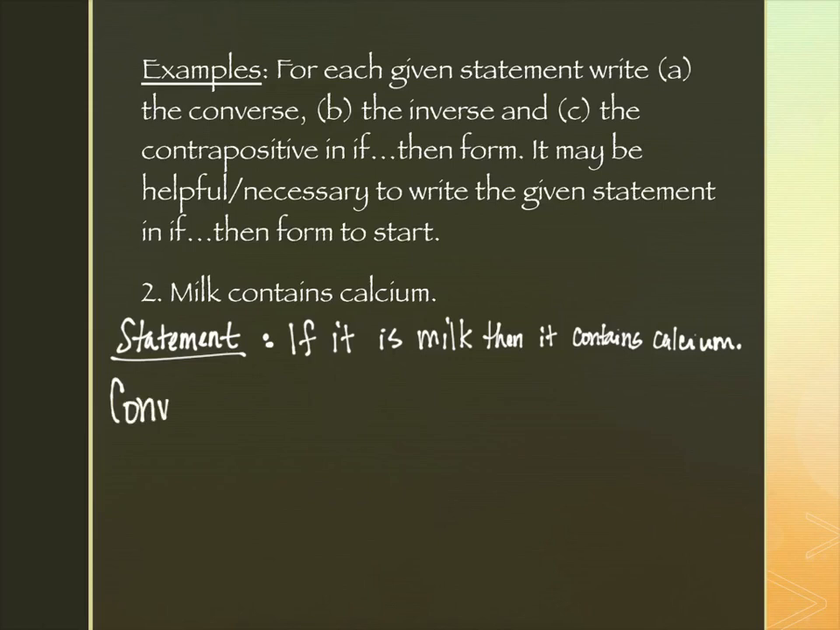First, the converse. What do I do for the converse? Flip it. So if it contains calcium, so no negations just yet. If it contains calcium, then what? Then it is milk.